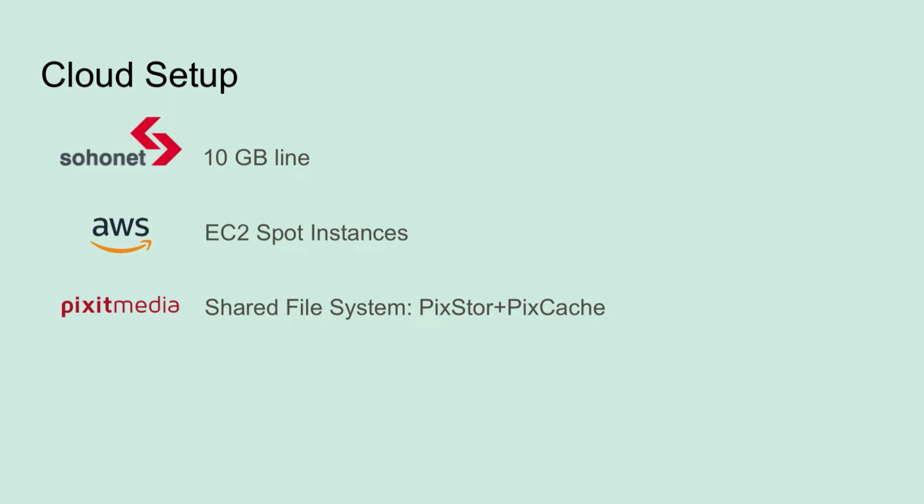One thing that's really important, and I think that's quite different from other studios, is that the render nodes on-prem or in the cloud are actually seeing the exact same shared file system. That's using a solution by Pixit Media based on GPFS. So basically, we have a Pixstore server on-prem and then multiple Pixcache servers in the cloud or in our Cardiff office.